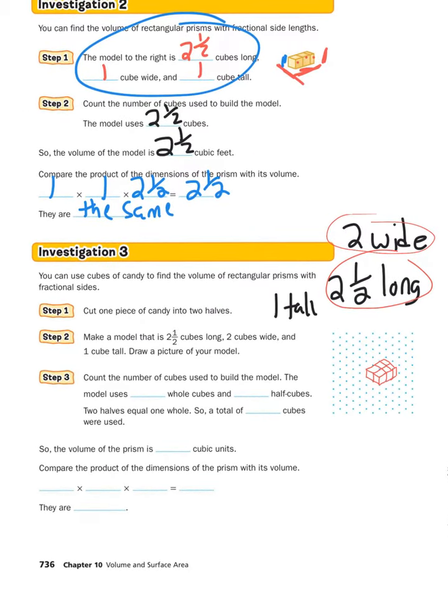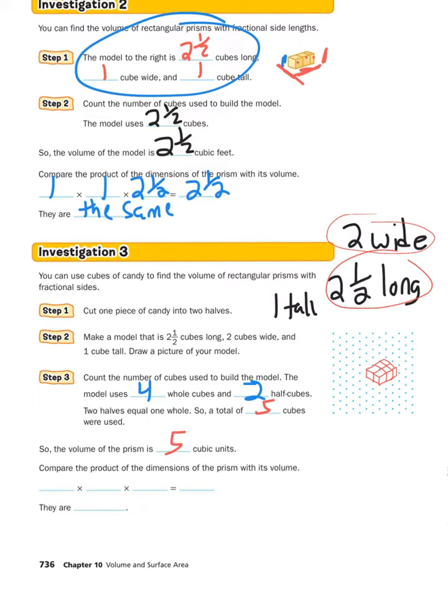In step 3, it says, count the number of cubes used to build the model. The model uses blank whole cubes and blank half cubes. So let's find that out. Here are my whole cubes: 1, 2, 3, 4. So it uses 4 whole cubes, and here are my half cubes, this 1 and this 1, 2 half cubes. 2 halves equal a whole, so a total of 5 cubes were used. Just in case you don't know where that 5 came from, you had these 4 whole ones, and these 2 halves make a whole, so that's the 5th one. All right, so the volume of the prism by counting the blocks is 5 cubic units.